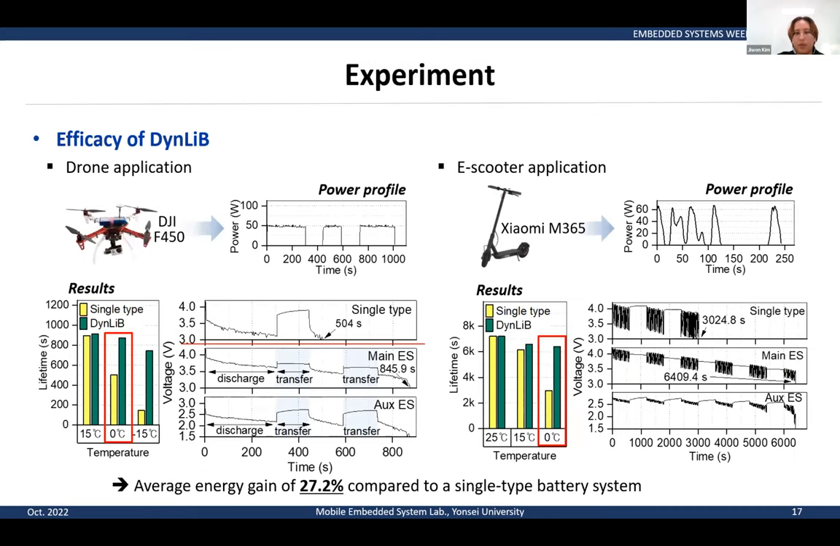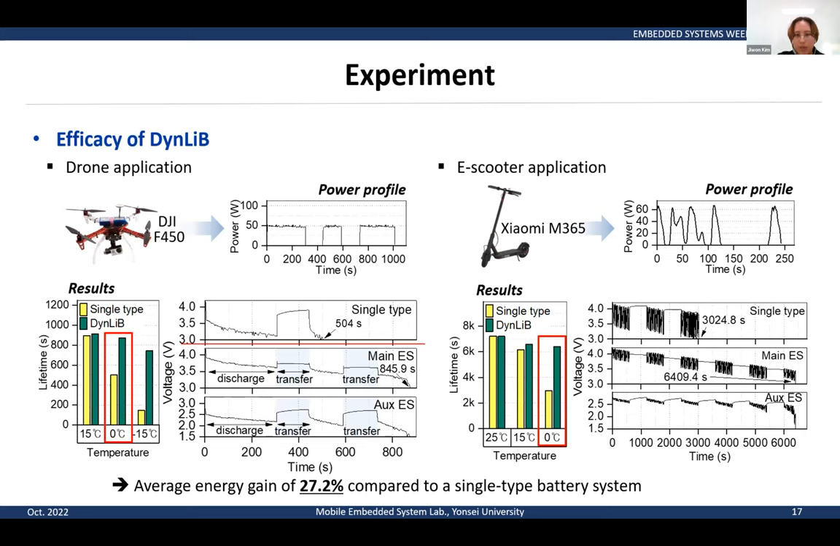We first evaluated the proposed technique with two applications, drone and electric scooter, by comparing with the existing single-type battery system. The type of the main energy storage and the baseline were the battery types typically used in the applications. And the auxiliary energy storage were LTO batteries in both applications. The detailed configuration is written in the paper. The experimental results are in the graphs.